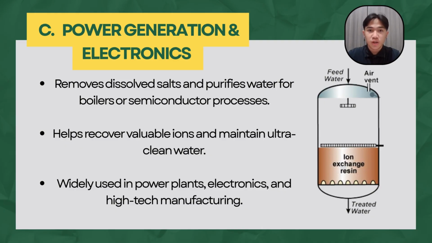Power generation and electronics demand ultra-pure water, making ion exchange systems absolutely essential. These systems remove dissolved salts and trace contaminants that could damage sensitive equipment in power plants. Even microscopic minerals can cause boiler scaling, turbine corrosion, and efficiency losses. Electronic manufacturing requires even stricter purity.